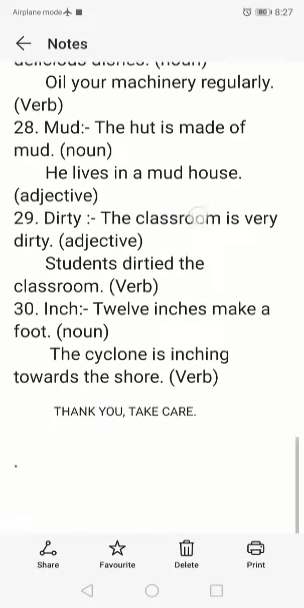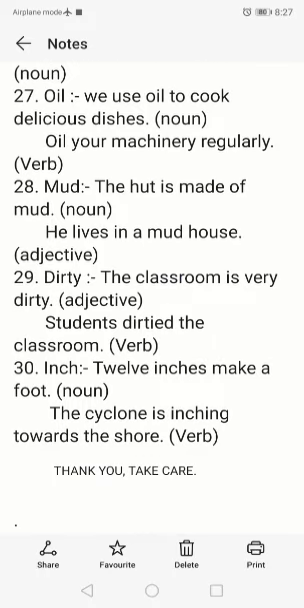And last one, inch. Twelve inches make a foot. So here inch is used as a noun. In the same way, inch also can be used as a verb. The cyclone is inching towards the shore. Here inching means moving slowly towards. The cyclone is inching means the cyclone is moving slowly towards the shore. So inching here is mainly used as a verb.